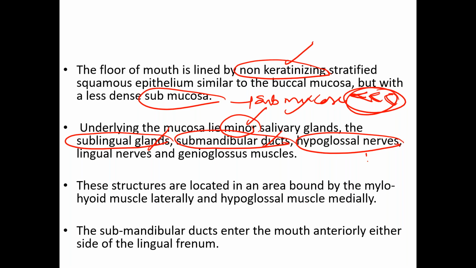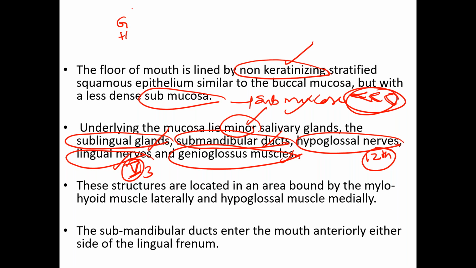What are the important nerves that are present? The hypoglossal nerve, the 12th cranial nerve, and the lingual nerve, which is a branch of the mandibular division of the 5th cranial nerve, and the genioglossus muscle. What are the extrinsic muscles of the tongue? Genioglossus, hyoglossus, styloglossus, and palatoglossus. I'm sorry, these are the extrinsic muscles. Palatoglossus is supplied by the vagus. The rest are supplied by the hypoglossal nerve.